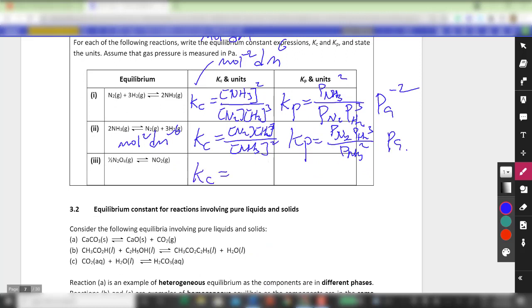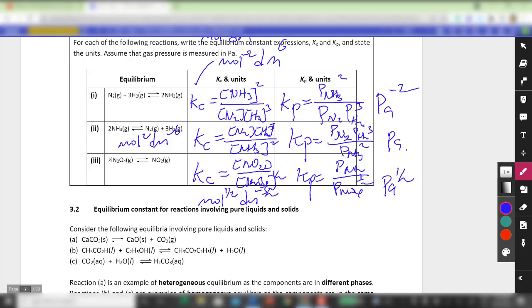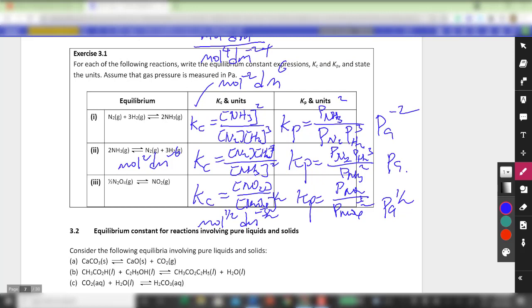Kc is equal to the concentration of NO2 over the concentration of N2O4 to the power half. Then the units will be mole to the half dm to the minus 3 over 2. And for Kp, it will be the partial pressure of NO2 divided by the partial pressure of N2O4 to the power half. And then the units will be Pascal to the half. Now I want all of you to pay attention to this.